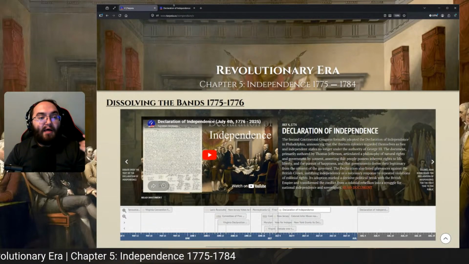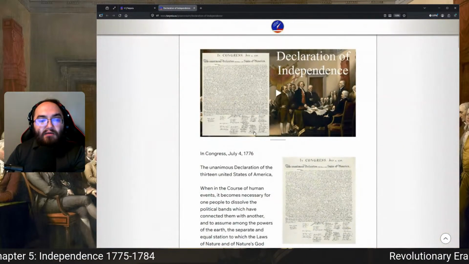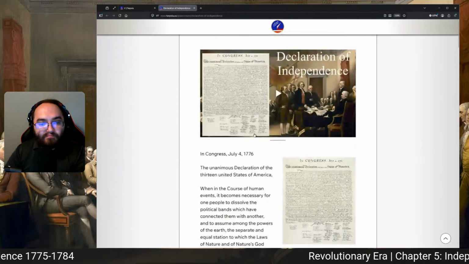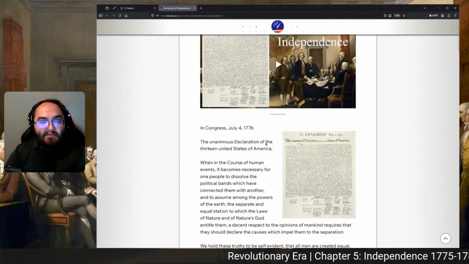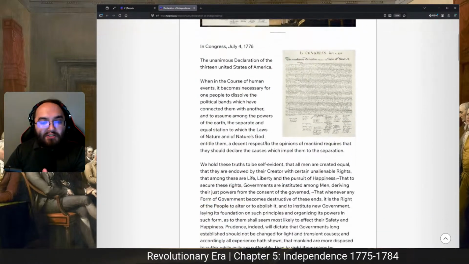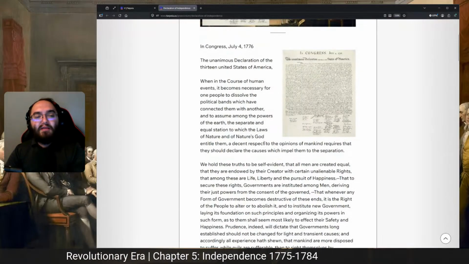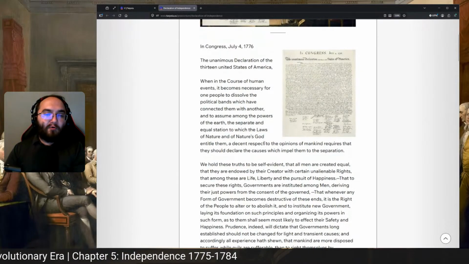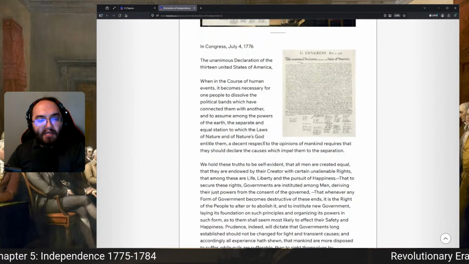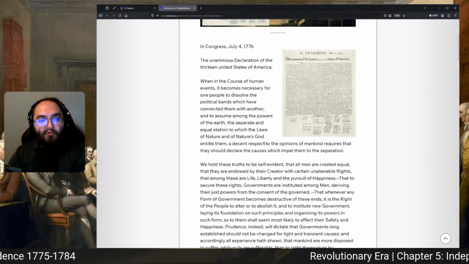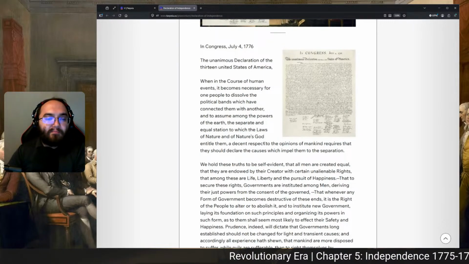You click on that, and it will take you to the full text of the document. And so here is the reading of the Declaration of Independence. In Congress, July 4th, 1776, the unanimous Declaration of the 13 United States of America.